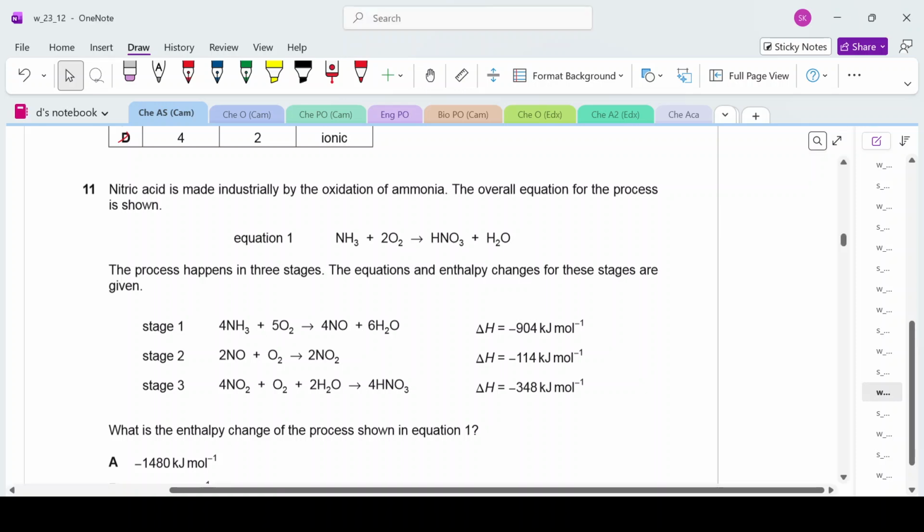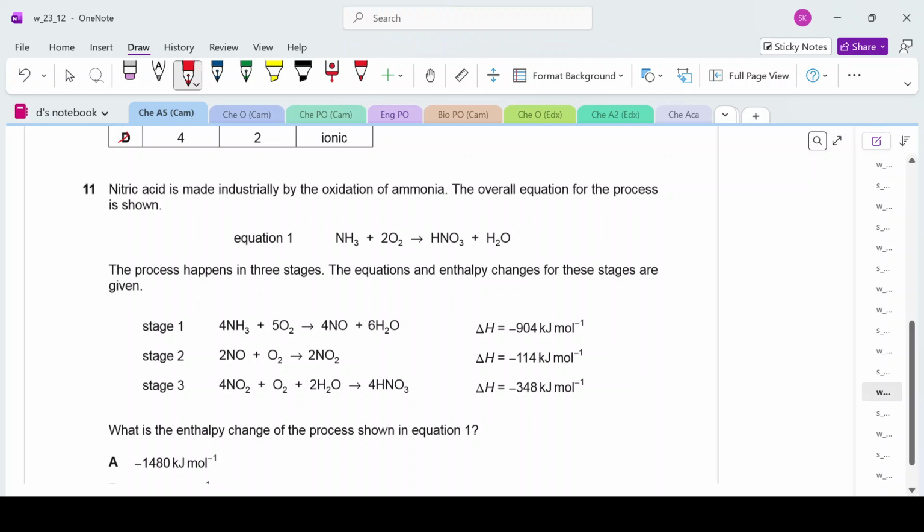Alright, this is part 2 of the solution to Winter 23 9701/12. Question number 11. Nitric acid is made industrially by the oxidation of ammonia. The overall oxidation equation for the process is shown. This is the overall, all these steps added together.